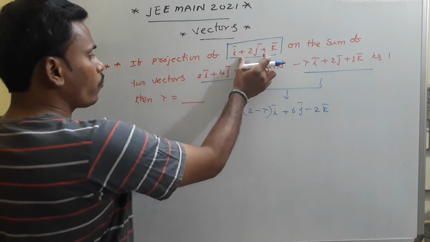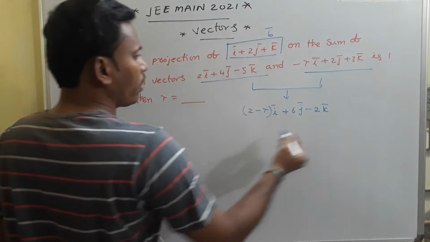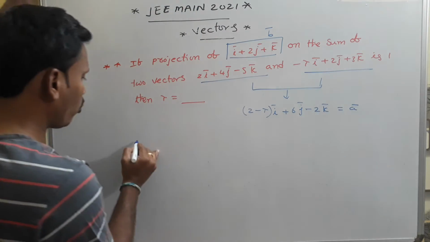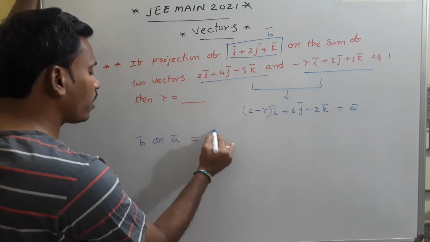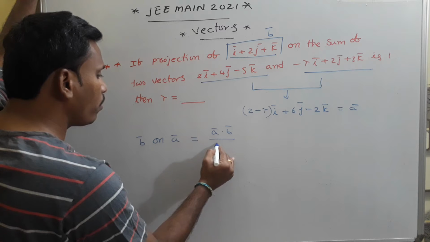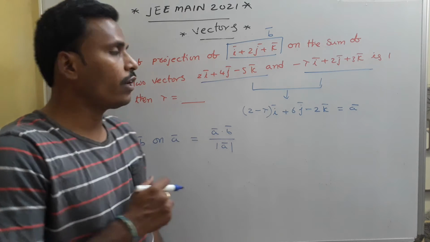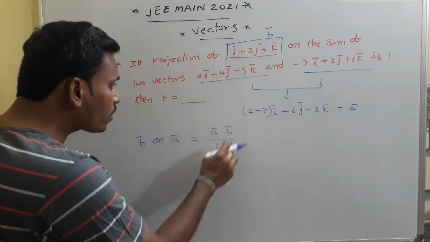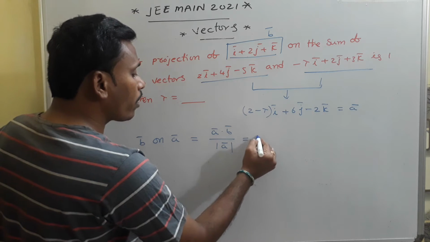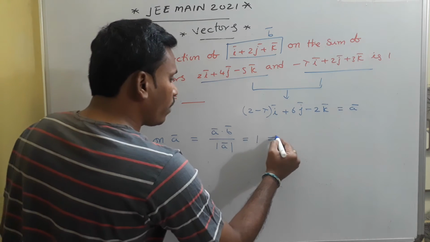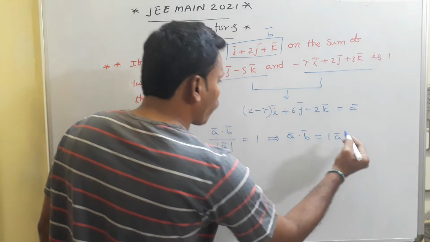Now we need to find the projection of this vector on this vector. Suppose we call this vector b bar and this vector a bar, we need to find the projection of b bar on a bar. Projection of b bar on a bar, what did we say earlier, is a bar dot b bar by modulus of a bar, because on a bar we need to write modulus of a bar in the denominator. Now this value is directly given as 1. So a bar dot b bar by modulus of a bar is 1, so a bar dot b bar is equal to modulus of a bar.